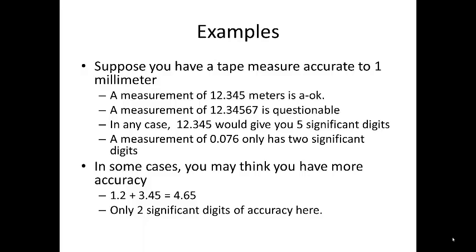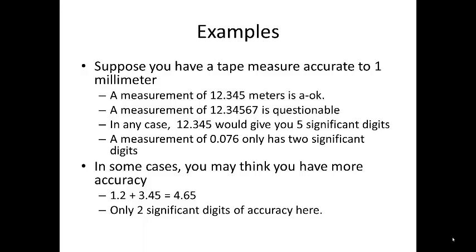And in some cases, it's interesting to note you may think you have more accuracy. Consider 1.2 plus 3.45. Well, that's equal to 4.65, but you only have 2 significant digits of accuracy here. That's because 1.2 may be due to some rounding. Say you rounded 1.24 down to 1.2, or 1.16 up to 1.2. In general, the result is only accurate to the number of significant digits used in the calculation. There are a couple more examples of this phenomenon on page 7 of the text, and I would encourage you to look at those.